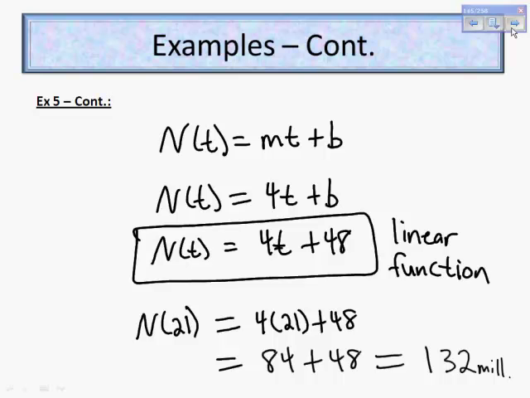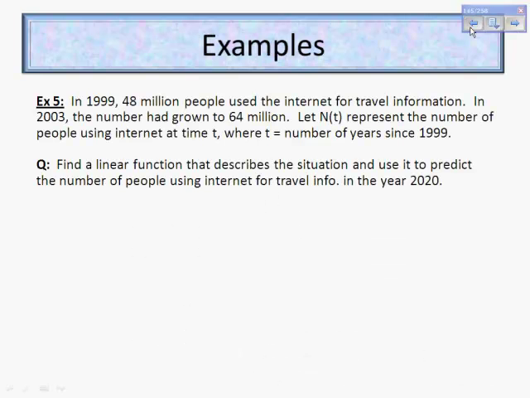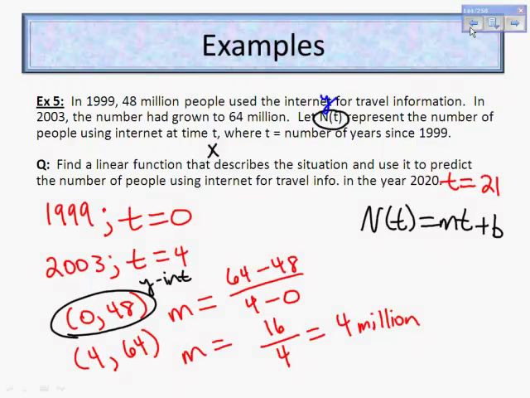So 132 million people use the internet for travel information, and will use it in the year 2020. All right, so again, just another application, but you've got to be able to process all the information that they're giving you. And it's just the function notation. They're not using x and f of x. We're using t's and n of t, but it's still function notation. T for me was the years, which is my x value, because I knew that by the notation. N of t like f of x, and then I was just able to process all my information. So make sure you read carefully, take your time when you're reading this, and make sure you answer the question that they ask you.